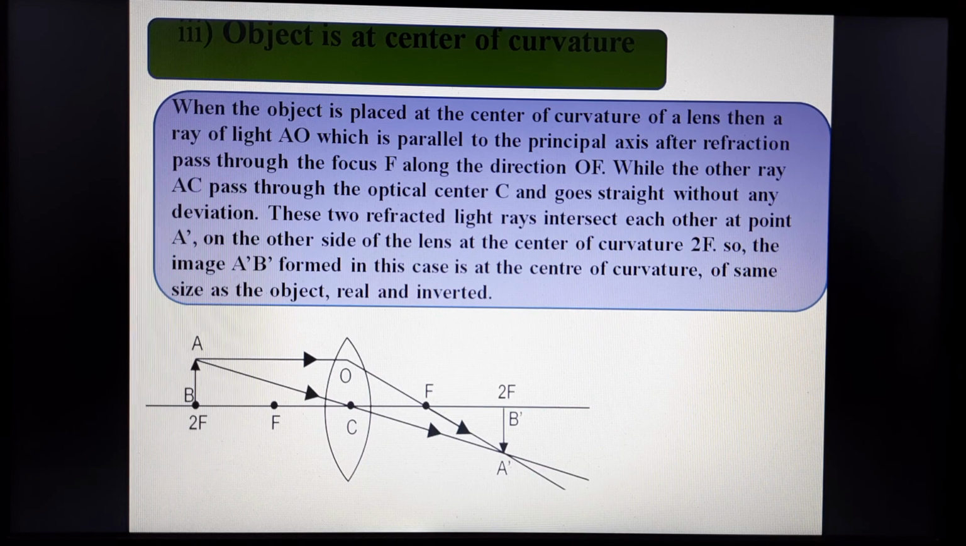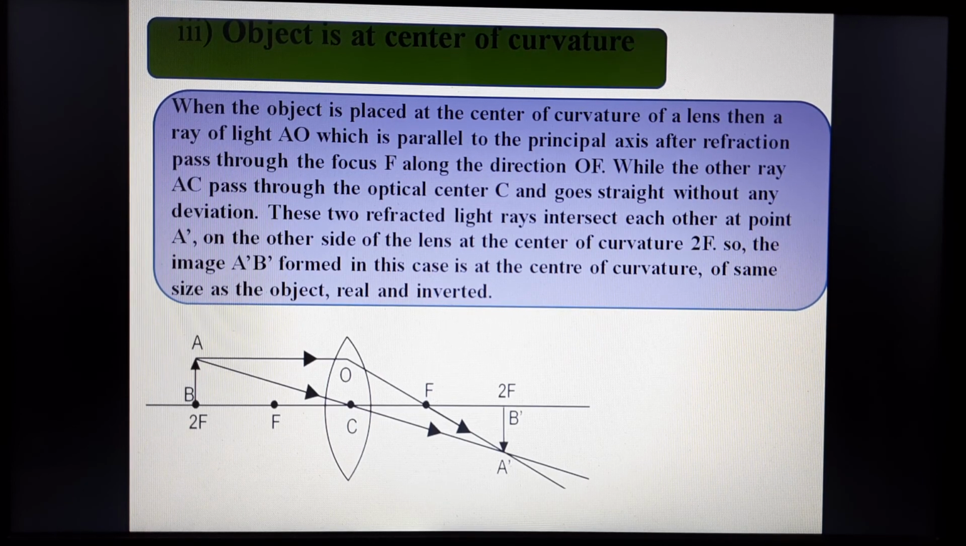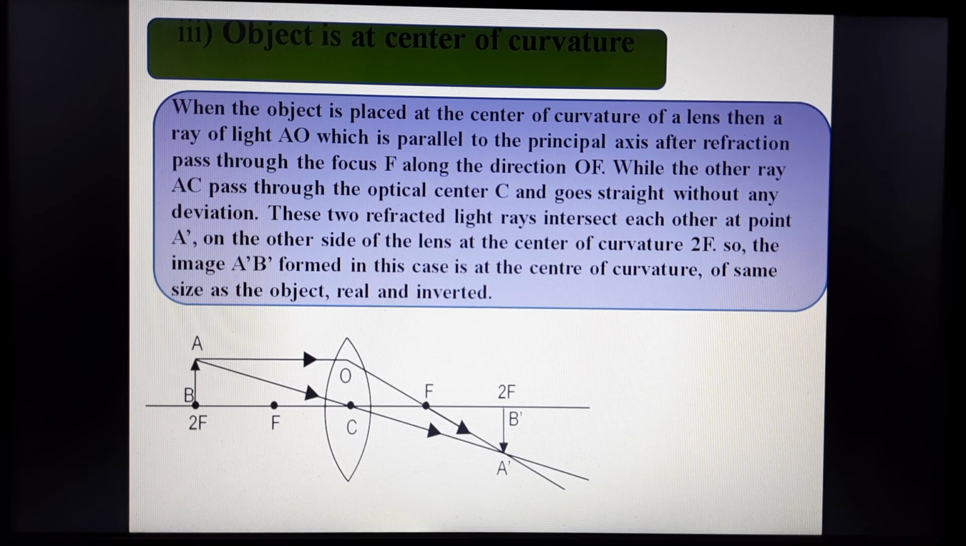Here you see that OF and CA prime are our two refracted rays, and these two refracted rays intersect each other at point A prime on the other side of the lens at the center of curvature 2F. So the image A prime B prime formed in this case is at the center of curvature, of the same size as the object, and real and inverted.